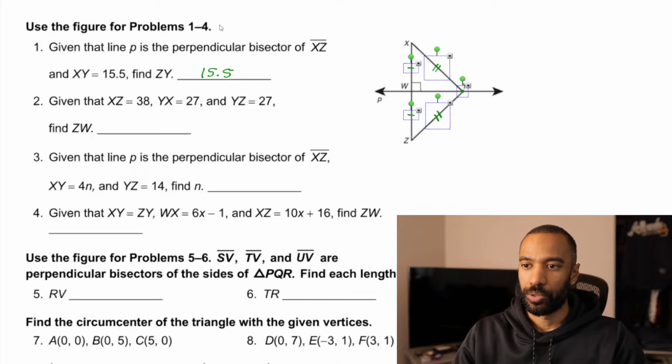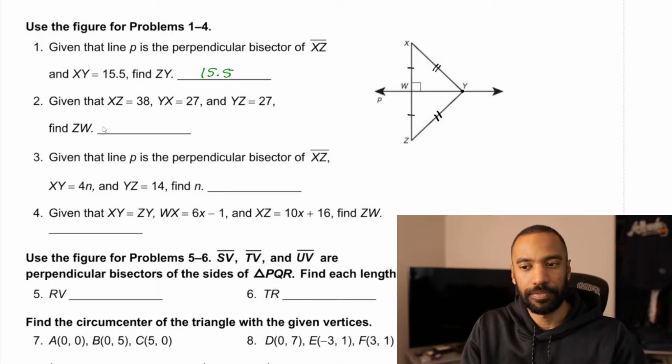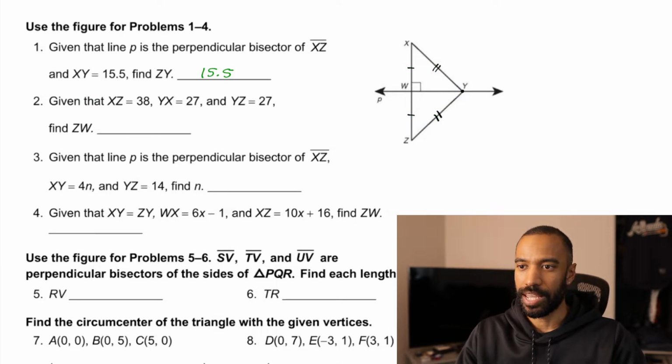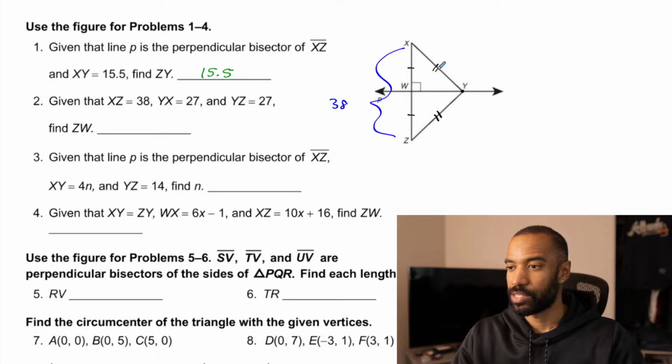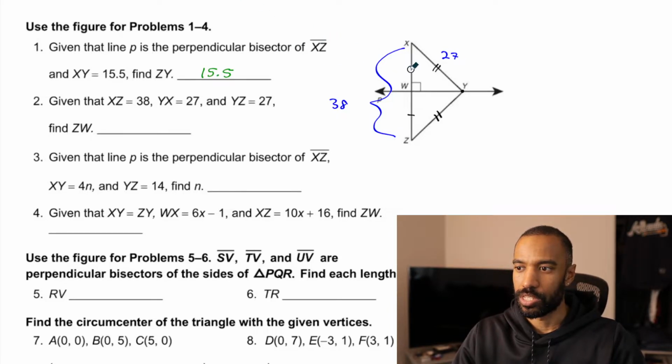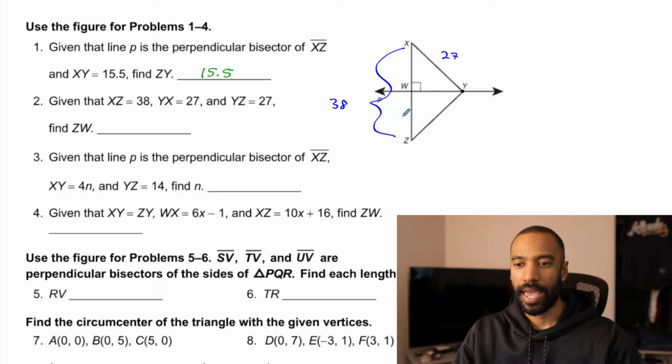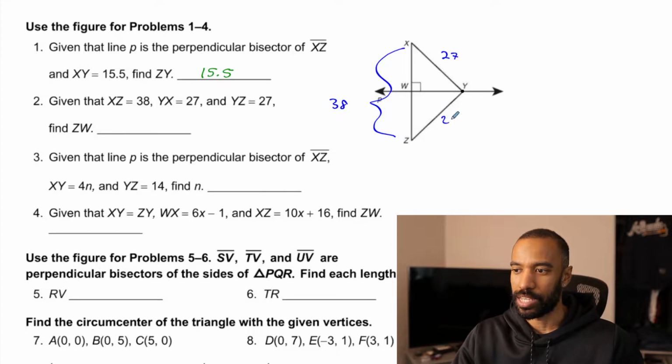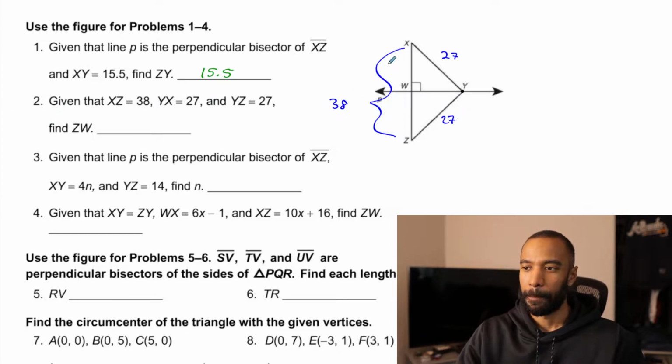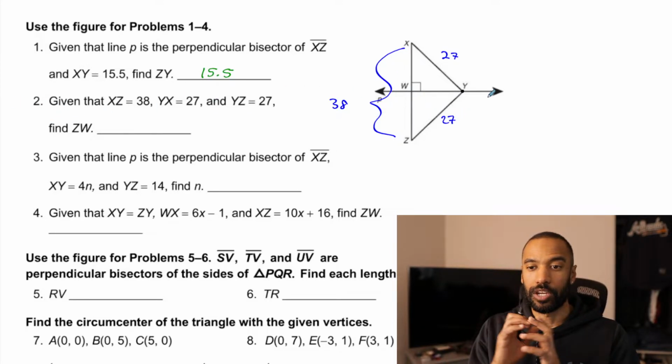In number two, we have XZ is 38 units. Give me one moment. YX is 27 units. Oh, I'm sorry. Hold on a second. These aren't given anymore. That's why they don't draw them. Okay. YX is 27 units and YZ is 27 units. Find ZW. Okay, here's what's going on.